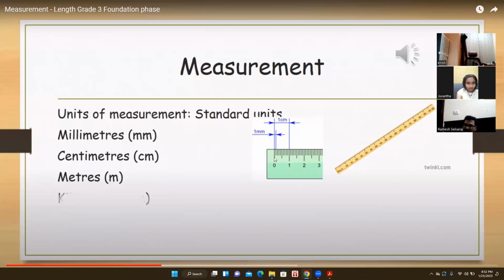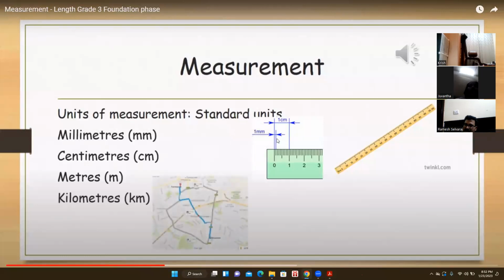You see, 1 millimeter is this one, very small length. 1 centimeter is 10 mm, it's equal to 10 mm, right? So you measure 0, 1, 2, 3, 4, 5, 6, 7, 8, 9, 10. You count it, it will be 10. 10 millimeters is called 1 centimeter, right? Do you figure out the difference between 1 millimeter and 1 centimeter?